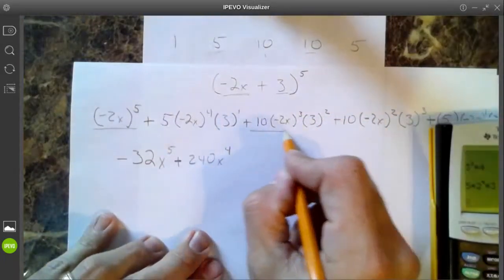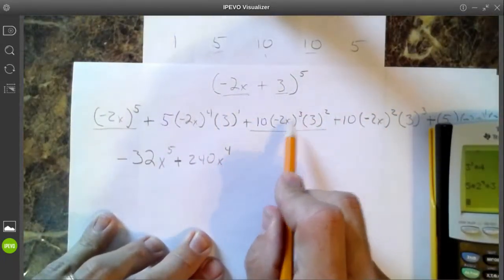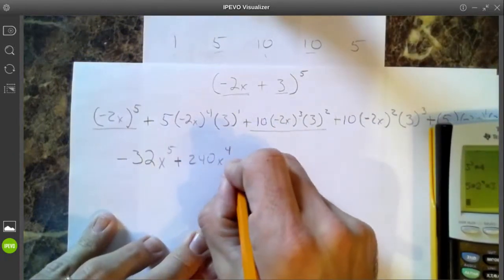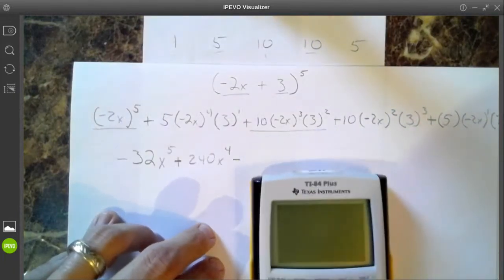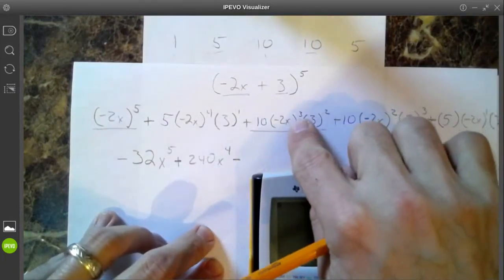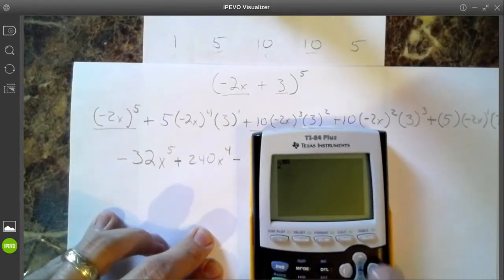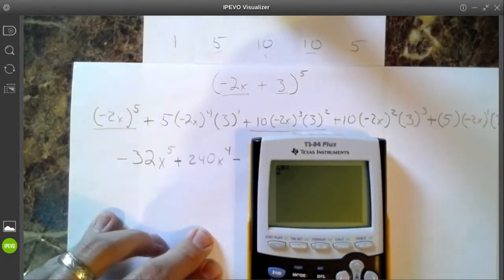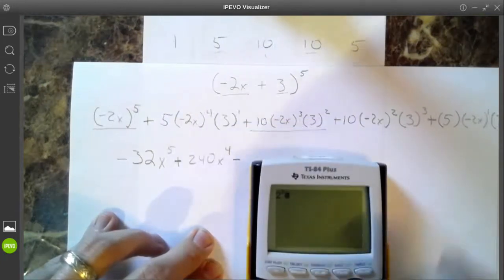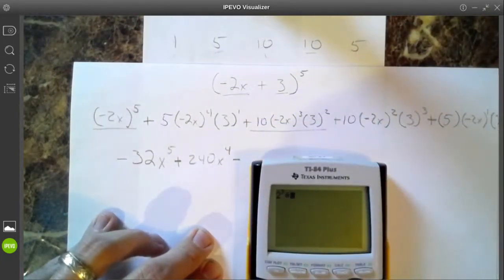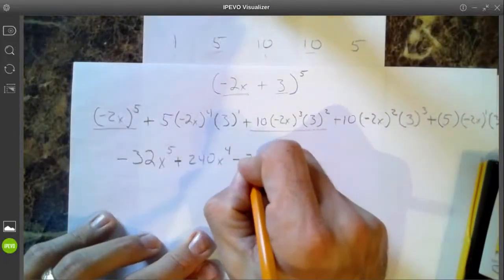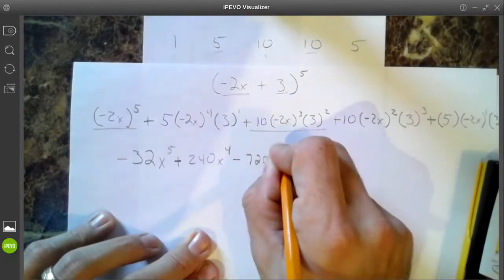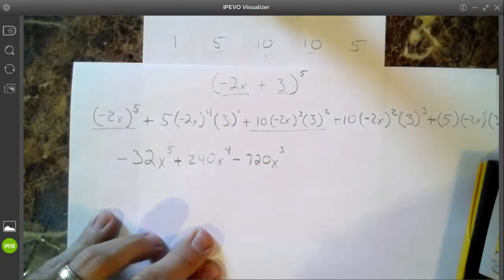And then for this term, we've got 3 negatives, so I already know it's going to be a minus. These are just going to alternate now. We've wised up to their schemes. 2 to the third is equal to 8. And then 3 to the second is 9, times 10. So we get 720 there, 720, and then that'll be x to the third. That's how many x's we had left.